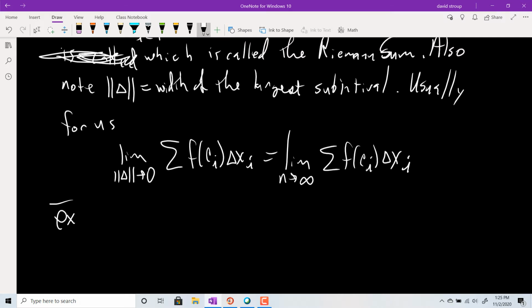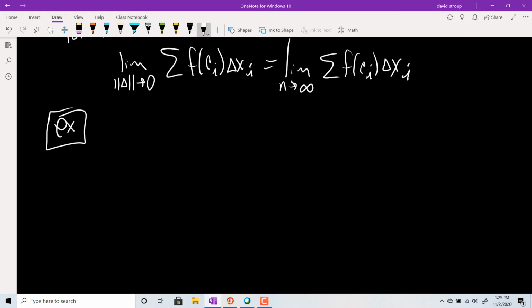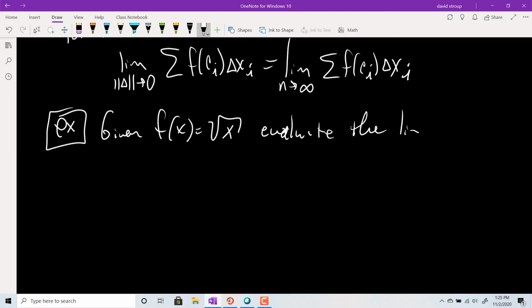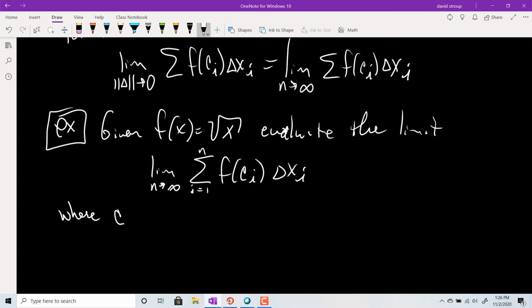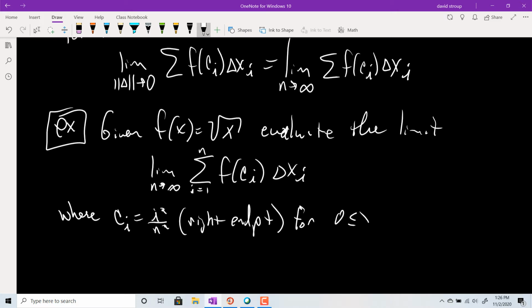Anyways, let's take a look at an example. Given f of x equals the square root of x, evaluate the limit as n goes to infinity of the sum of f of c sub i times change in x sub i, i equals 1 to n, where the endpoints of our intervals are given by i squared over n squared, and we want to use the right endpoint for the interval 0 less than or equal to x less than or equal to 1.